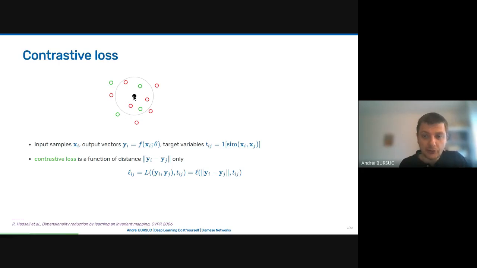a center vector here, which is my current vector, and I'm looking at the neighborhood around it. In green I have the positive samples, meaning it's the same face, the same person. And in red, I have faces or images corresponding to other classes. So I'm always looking at the neighborhood of my input sample xi. In the contrastive loss, as I said, we don't do a classification per se of the item, but we look at the relative distances between samples.